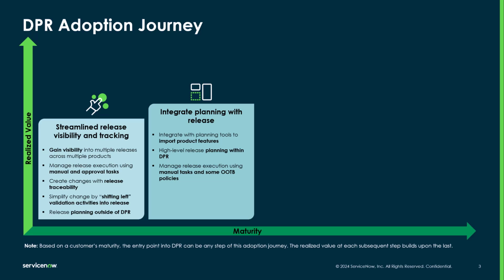At this stage, release execution continues to be mostly manual via tasks and approval tasks, but there is an opportunity to use some of our out-of-the-box policies. In the DPR video series, we also have a video walking through how to connect to a planning tool, and another video showing the light release planning that occurs within DPR, leveraging imported work items from those planning tools.